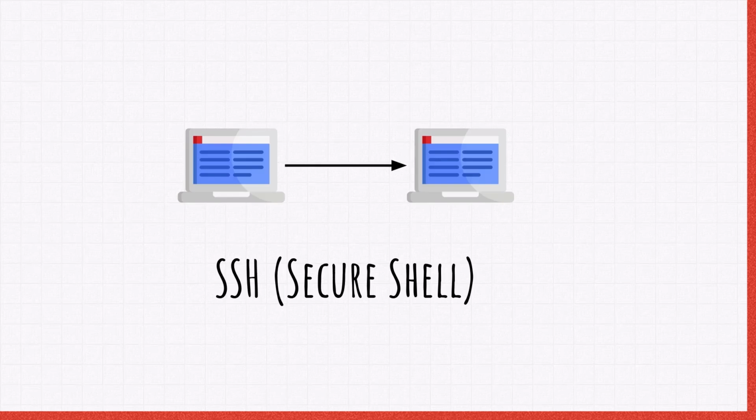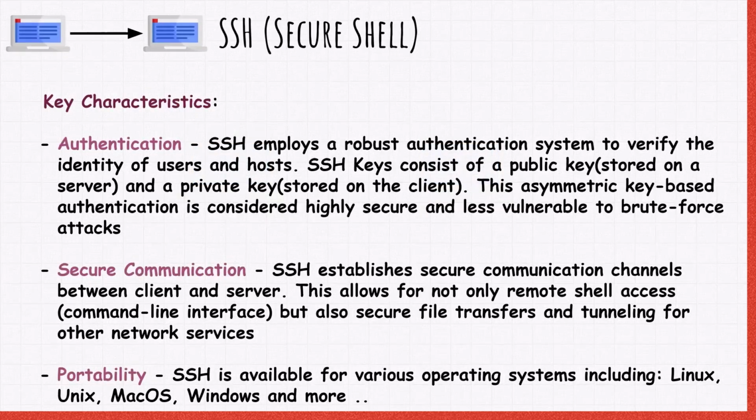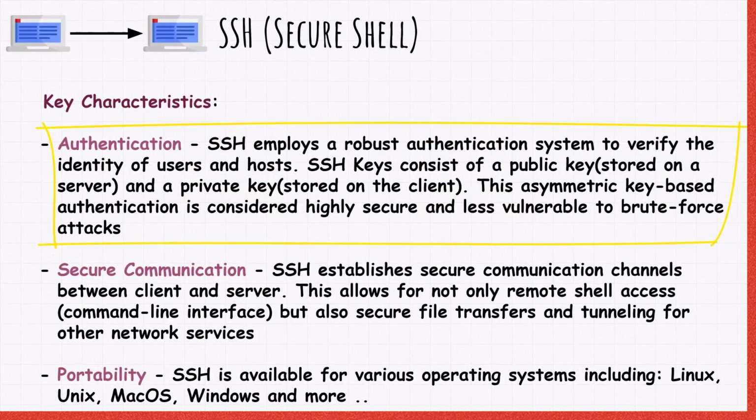Some of the key characteristics of SSH would include things like authentication, since SSH employs a robust authentication system to verify the identity of users and hosts. Typically, users are required to provide a username and password, or, for added security, an SSH key pair. Now, SSH keys consist of a public key, which is stored on the server, and a private key, which is stored on the client. This asymmetric key-based authentication is considered highly secure and less vulnerable to brute force attacks.